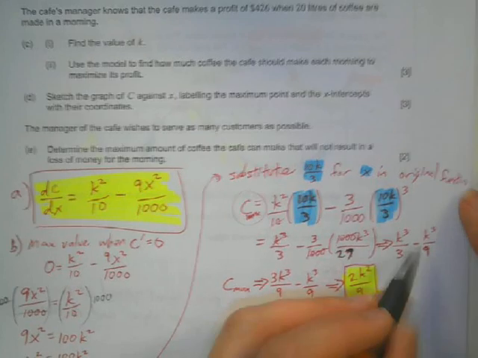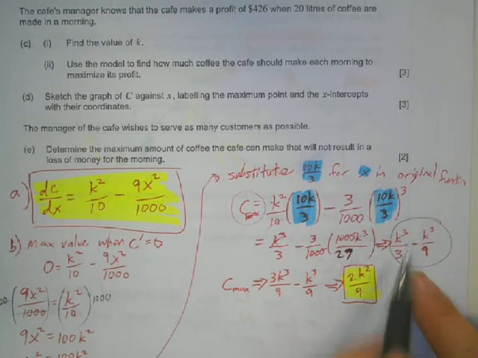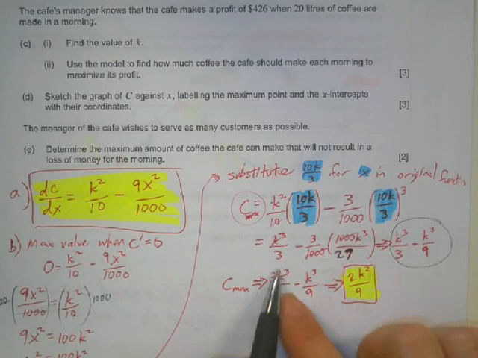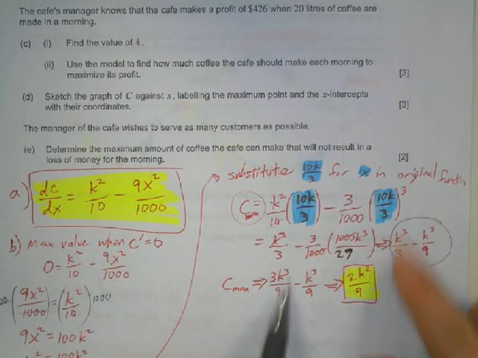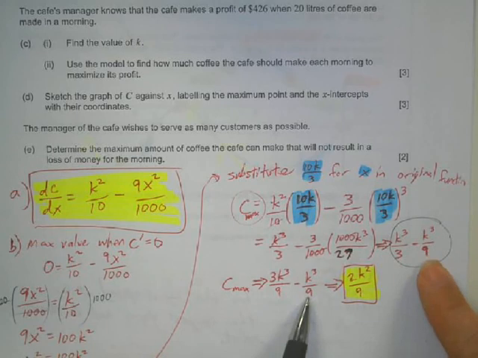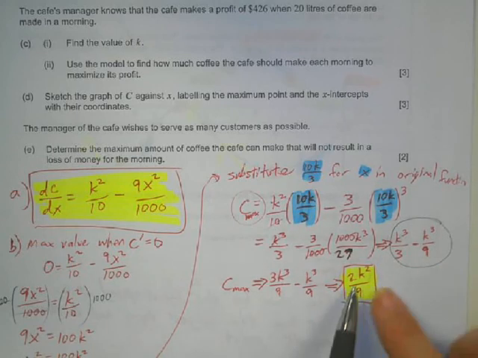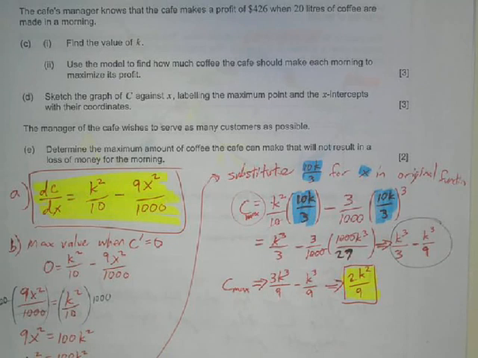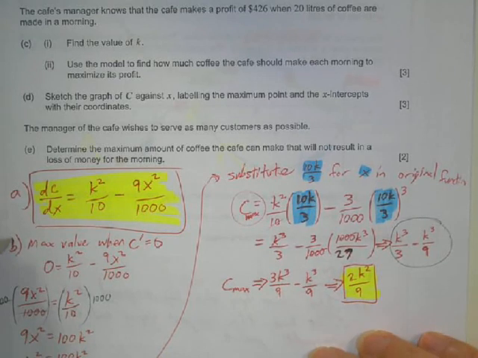So let's change the first fraction here to get a common denominator. So then I get 3k cubed over 9. That's this. Minus, and then this one didn't change, k cubed over 9. And then I end up with 2k cubed over 9. Okay, so that's the answer for question B.